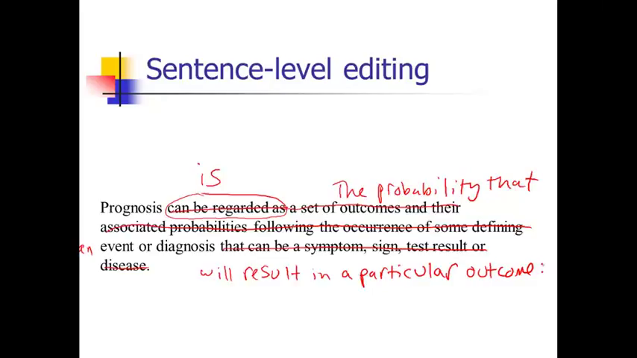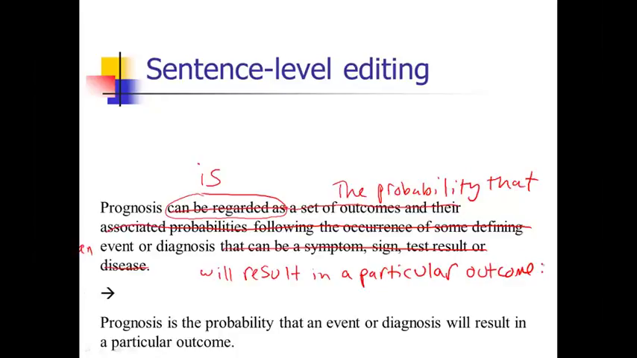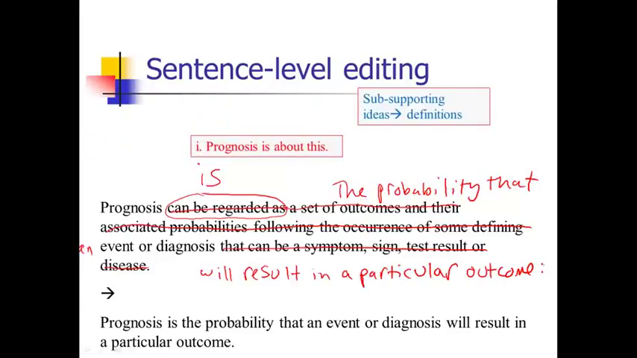I'm improving the logic here because it was in the wrong order before. I'm making the event or diagnosis now precede the outcome rather than the other way around. So we can edit that to prognosis is the probability that an event or diagnosis will result in a particular outcome. So we can streamline that definition quite a bit. And then that gets to the prognosis idea, and in a minute I'll add the little definition for etiology. I can do that pretty quickly. So let me pull the whole thing together.